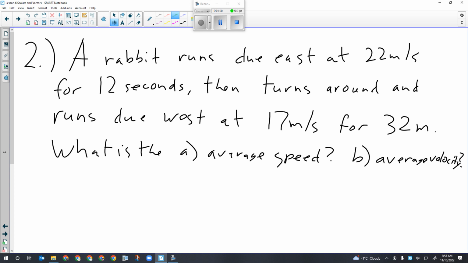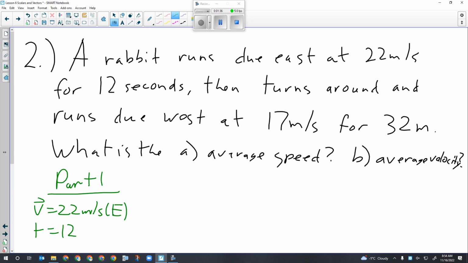All right. So in part 1, the rabbit is running at 22 meters per second east. And it does that for 12 seconds. In part 2, it turns around and runs due west at 17 meters per second for 32 meters.